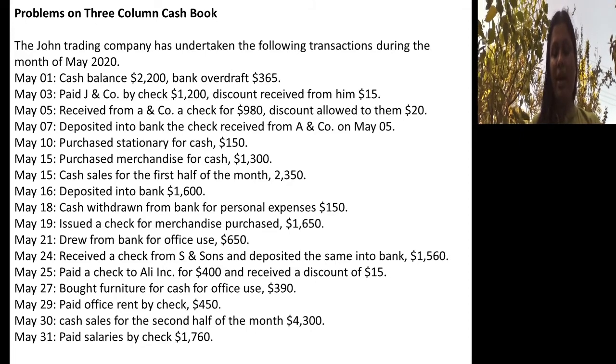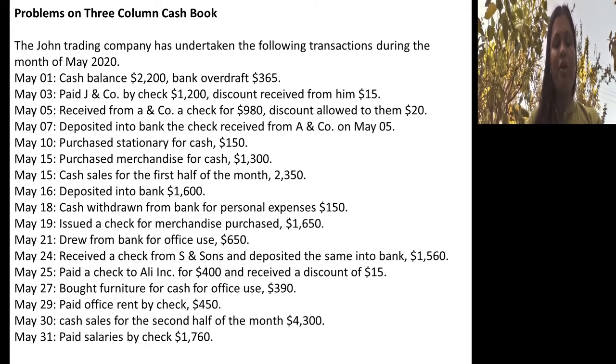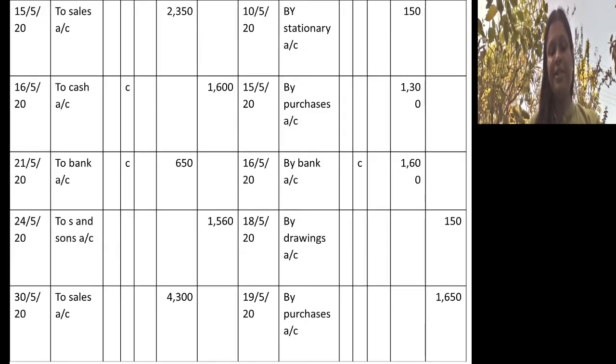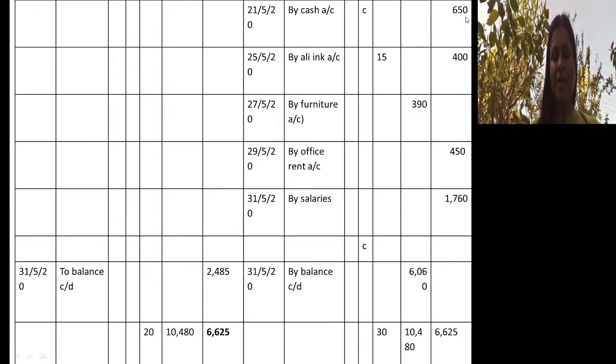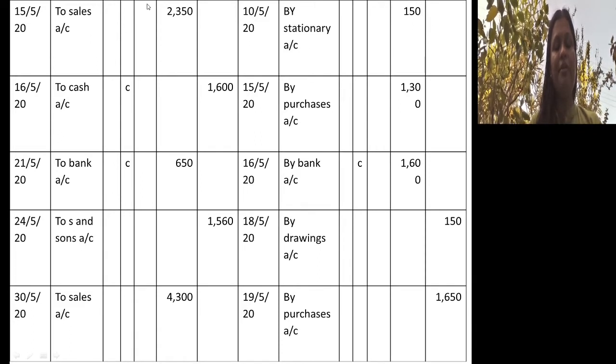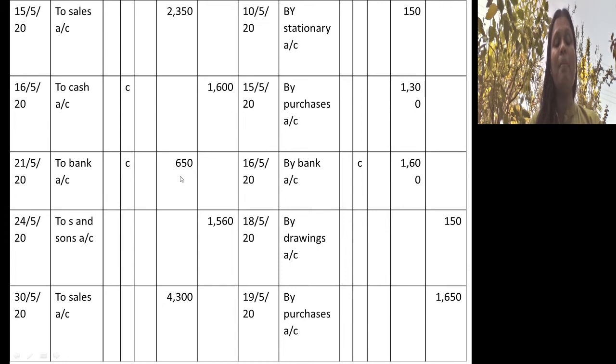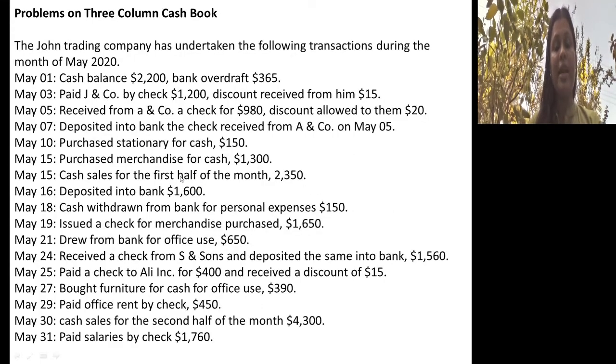So you just see how I recorded. Drew from bank for office use 650 on 21st. So see, on 21st I recorded by cash 650 in the bank column. So on 21st, to bank in the cash column 650. Cash increased, bank reduced. It's a contra entry.